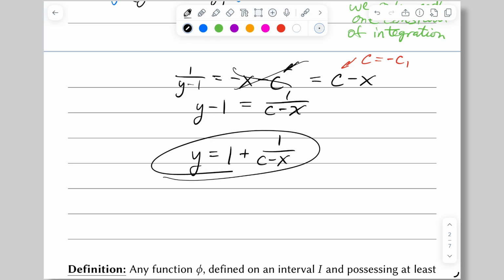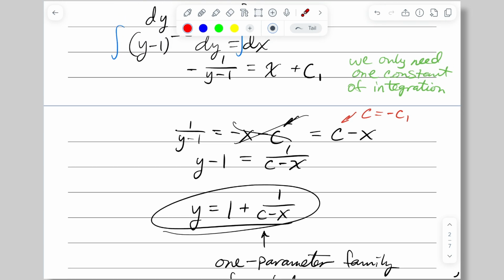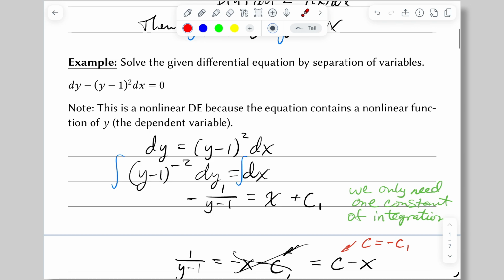Now this is what's referred to as a one-parameter family of solutions. Each value of c gives rise to a different solution curve, and we could identify a particular solution curve using additional information that we don't currently have in this particular problem. Now I want to go back to the beginning of this. We started out with dy minus the quantity of y minus 1 squared dx is equal to 0.